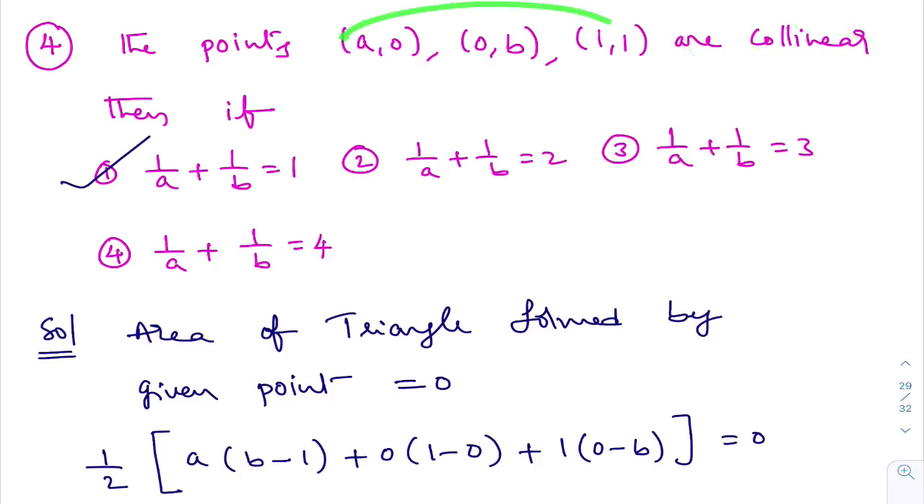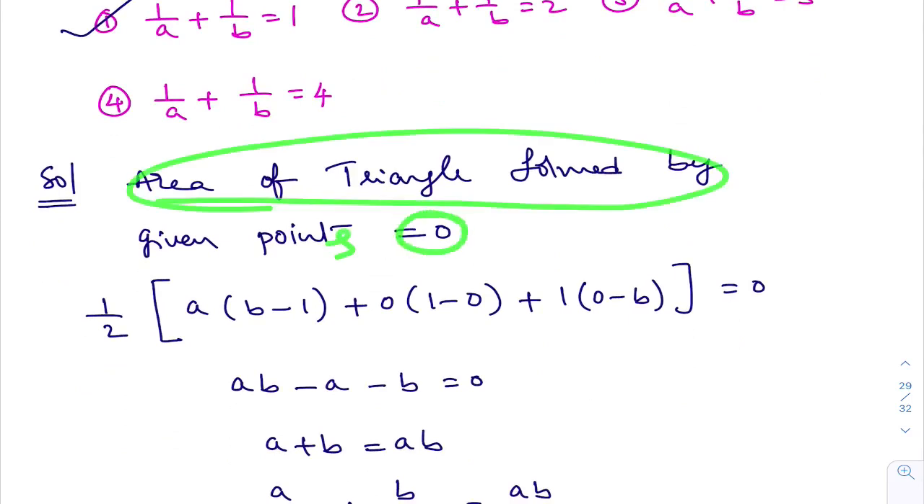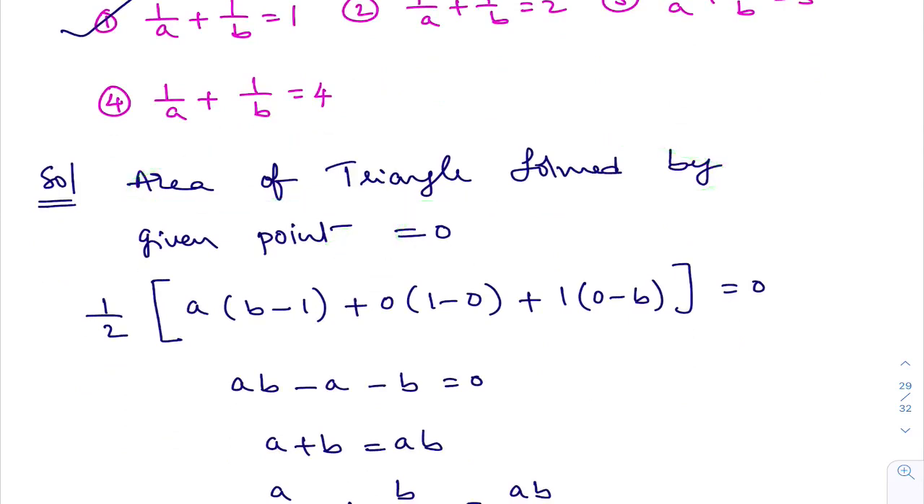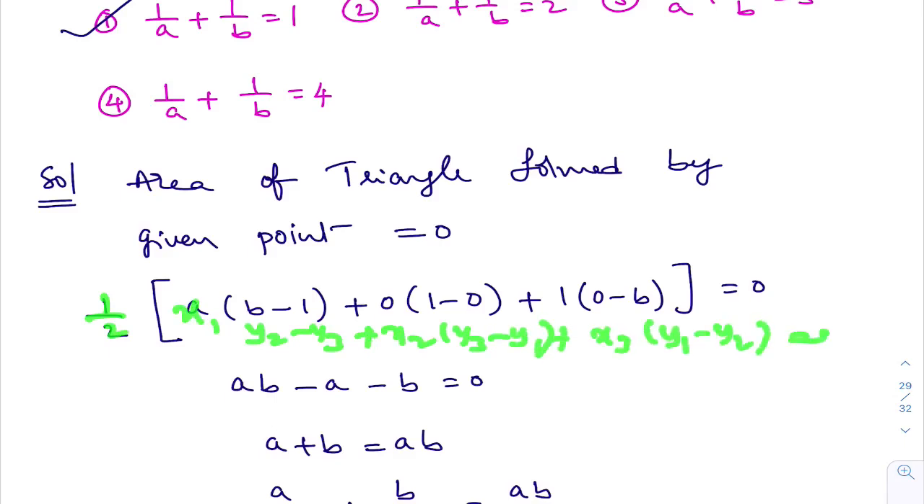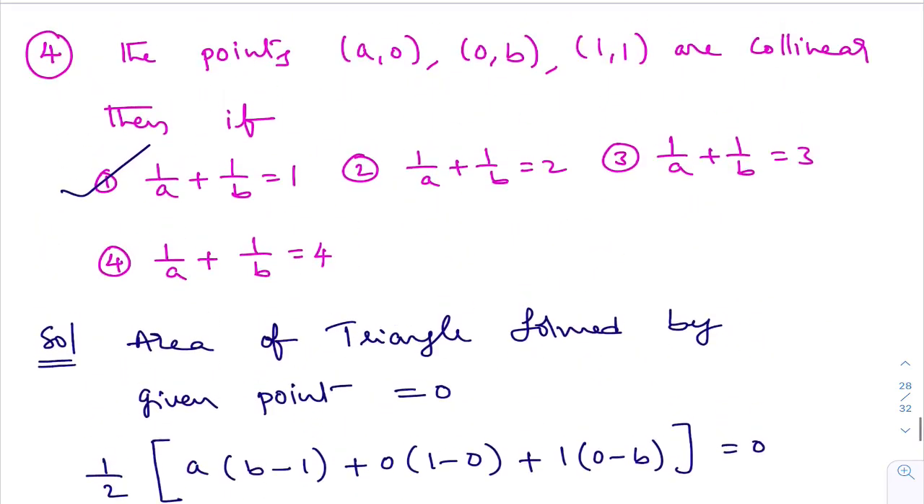I know the area of the triangle formed by these 3 points is 0. You see here, the area of a triangle formed by the given points is 0. You know the area of a triangle formula for 3 vertices: half into x1 into (y2 minus y3) plus x2 into (y3 minus y1) plus x3 into (y1 minus y2) equal to 0. You know this formula, I am just recalling. I just applied that formula to these 3 vertices.